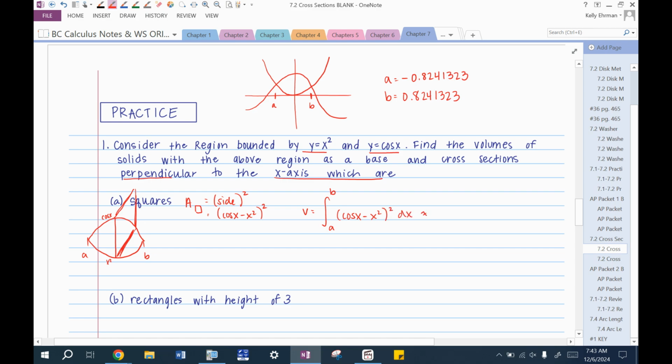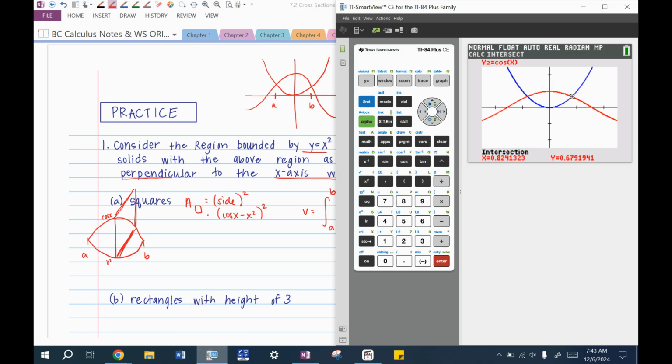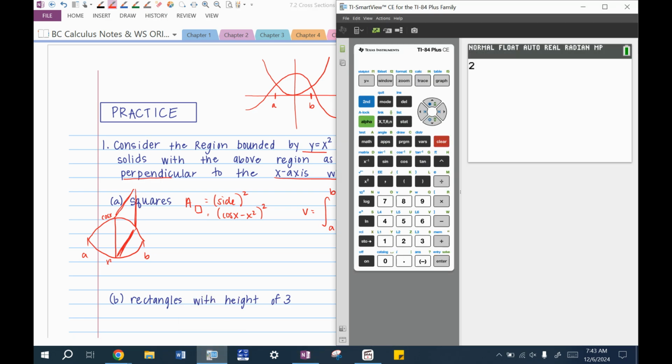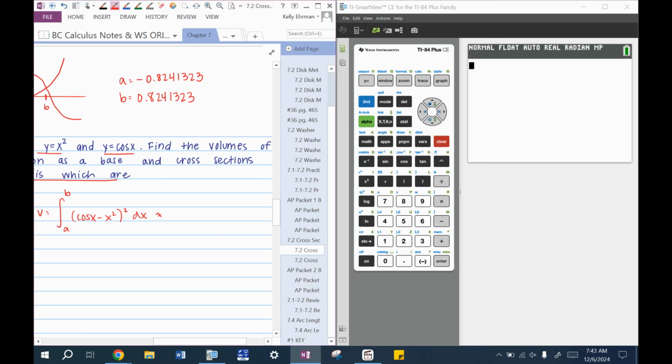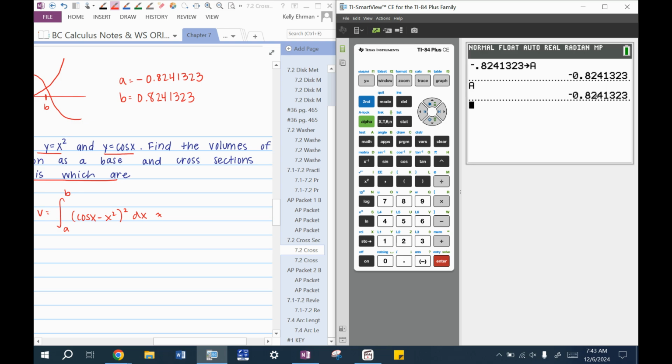Now on this one, because I'm going to keep using the same a and b values, I'm going to store these. I did this in the last video on the first AP packet, but if you didn't see that, you can type in the bounds here, negative 0.824133, and you can store that, STO with an arrow is store, as one of the letters. So I want to store it as A, so alpha math. And now when I type in A on my home screen, the calculator knows it's that number. And then I'm going to do the same thing to store B.